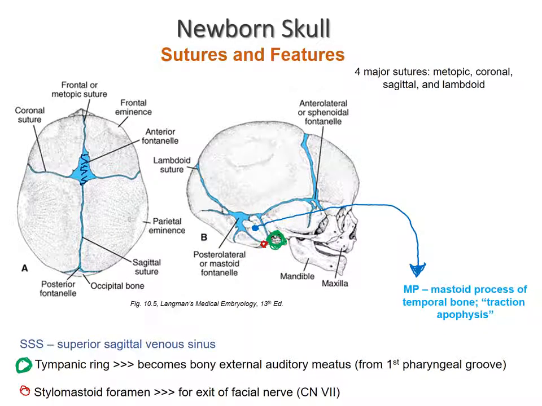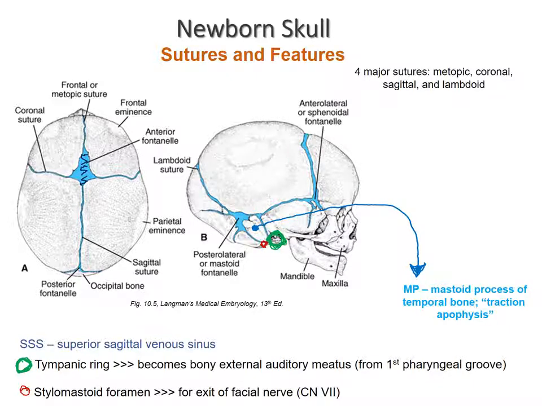These illustrations show the superior and lateral aspects of the newborn skull and the various sutures between the calvarial bones. Anteriorly, the frontal bones articulate at the frontal or metopic suture. Posteriorly, they articulate with the parietal bones at the coronal suture. At the intersection of the frontal and parietal bones, we find the anterior fontanelle.